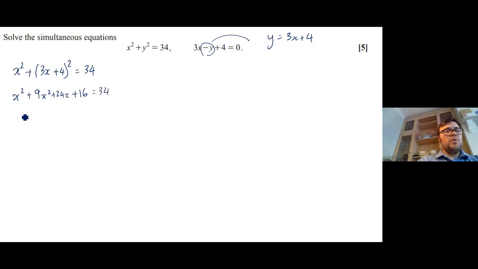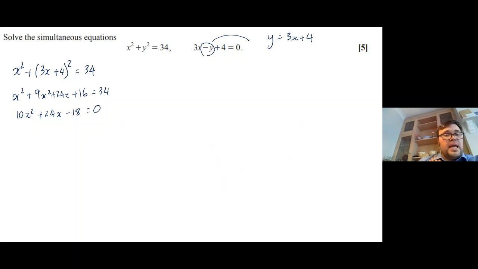Tidying this up, we have 10x squared plus 24x. I need it equal to 0 before I can solve it. Any quadratic, as you'll see with the discriminant coming up, you must put it equal to 0 before you can then go on and solve it. Okay, so the 34 is going to come over, so that's going to be minus 34, so it'll be minus 18 is equal to 0. I've got my notes on the side, just to remind myself.